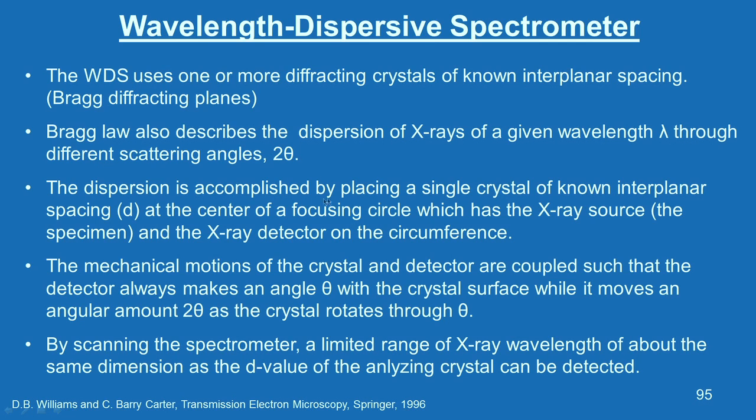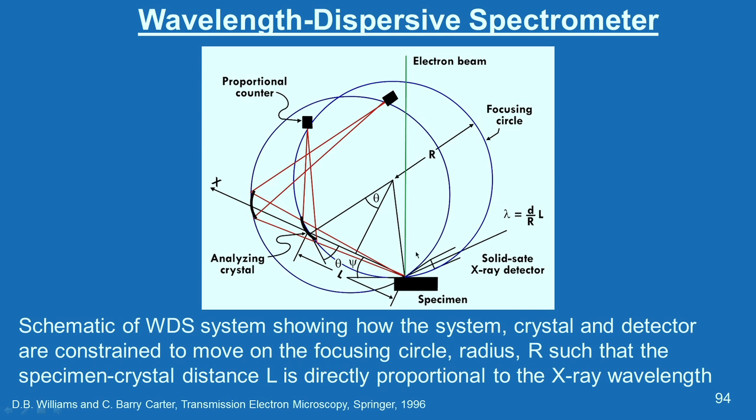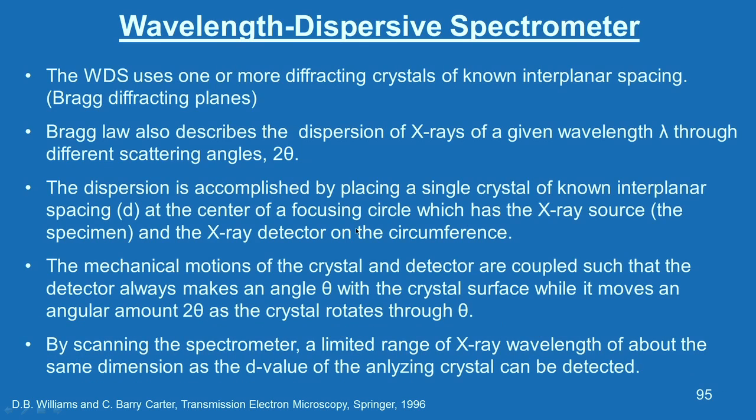The dispersion is accomplished by placing a single crystal of known interplanar spacing d at the center of a focusing circle which has the X-ray source, the specimen, and the X-ray detector on the circumference. So, this is what it is. You have a specimen, a crystal, a detector, everything placed on the circumference, where the crystal is placed in between the specimen, that is the X-ray source, and the detector. This is what is written here.